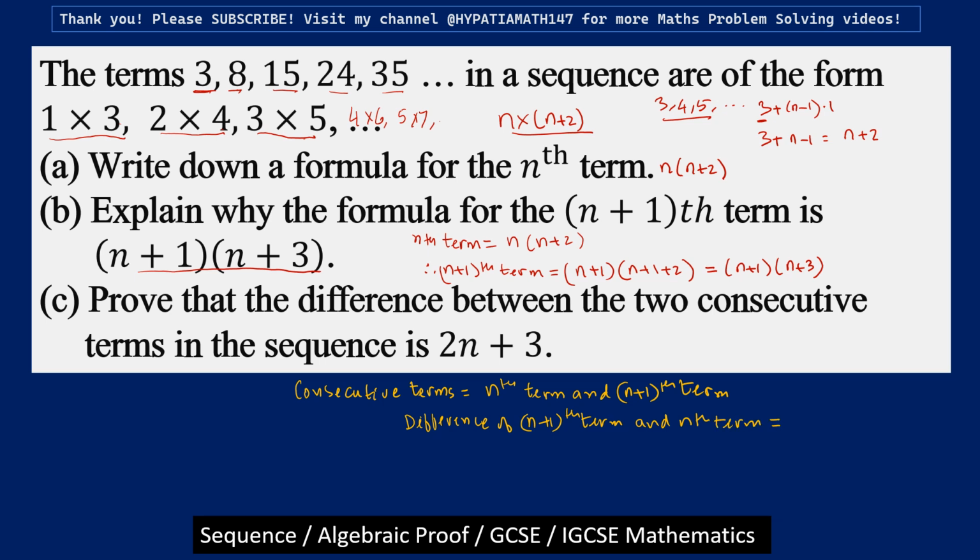So the difference would equal n plus 1 times n plus 3 minus n times n plus 2, and that equals n squared plus 3n plus n plus 3, that is n squared plus 4n plus 3, minus n squared minus 2n. The n squares are cancelled, 4n minus 2n is 2n, plus 3, so it is 2n plus 3, hence proved.